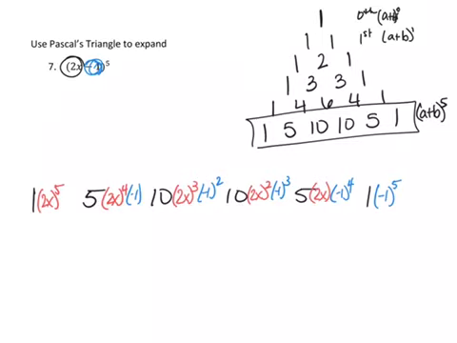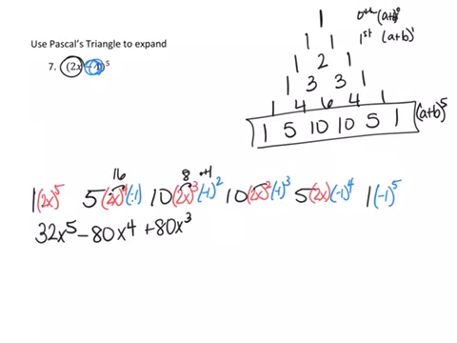2x to the 5th, 2 to the 5th is 32, x to the 5th. 2 to the 4th is 16. 16 times 5 is 80, negative 80 x to the 4th. Then 2 cubed is 8. Negative 1 squared is positive 1. And 10 times 8 times positive 1 would be plus 80x cubed.